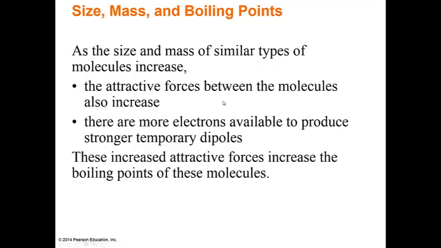So as the size and mass of similar types of molecules increase, the attractive forces between the molecules also increase. There are more electrons available to produce stronger temporary dipoles. And that makes sense. The more electrons you have available, the more attraction you're going to have. So the increased attractive forces increase the boiling points of these molecules.